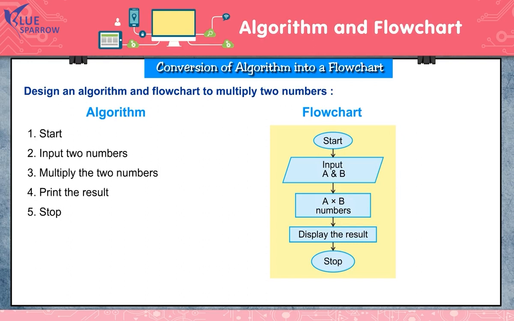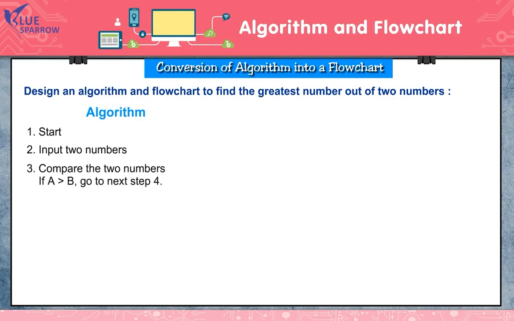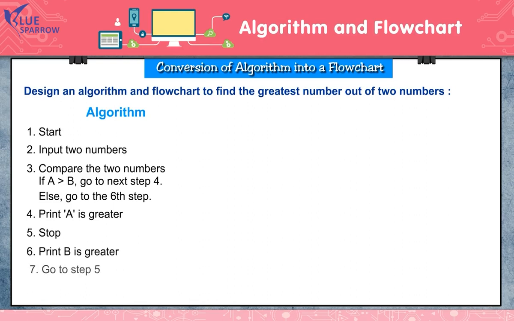Display the result. Stop. Design an algorithm and flowchart to find the greatest number out of two numbers. Algorithm. Start. Input two numbers. Compare the two numbers. If A is greater than B, go to the next step 4. Else, go to the 6th step. Print A is greater. Stop. Print B is greater. Go to step 5.